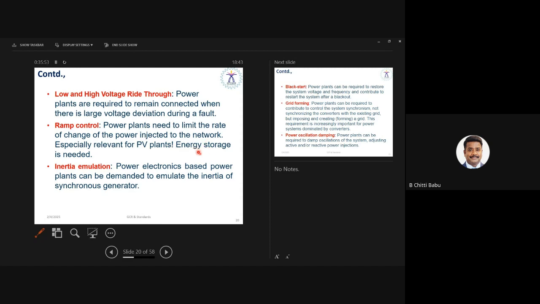So we invariably require an energy storage unit. In addition, renewable energy or solar photovoltaic requires inertia emulation, because solar photovoltaic does not have any inertia. They have zero inertia response. So a power electronics based power plant can be demanded to emulate the inertia of the synchronous generator. That is how we are now able to maintain grid stability, by emulating inertia with the help of the inverter.